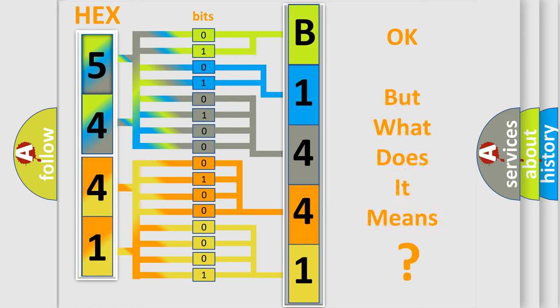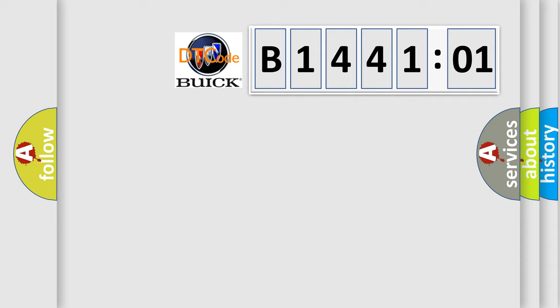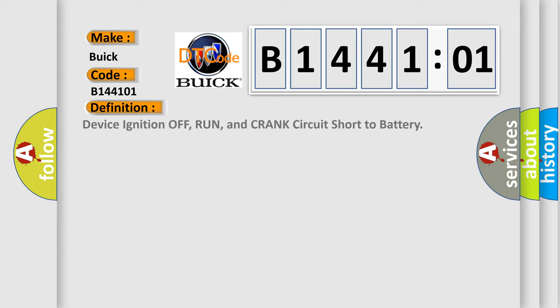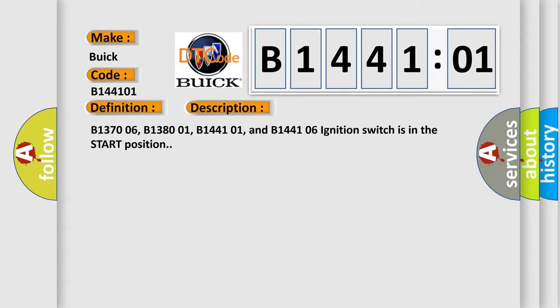The number itself does not make sense to us if we cannot assign information to what it actually expresses. So, what does the Diagnostic Trouble Code B1441-01 interpret specifically for Buick car manufacturers? The basic definition is device ignition off, run, and crank circuit short to battery. And now this is a short description of this DTC code.